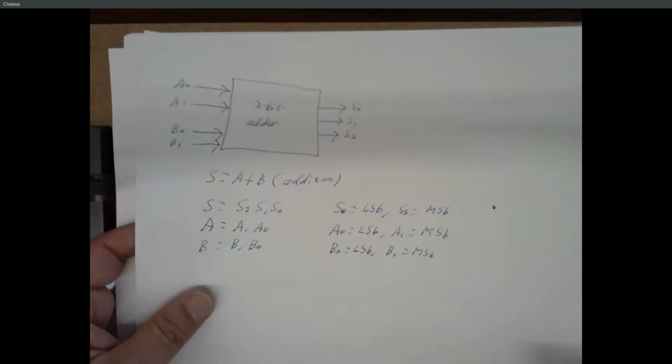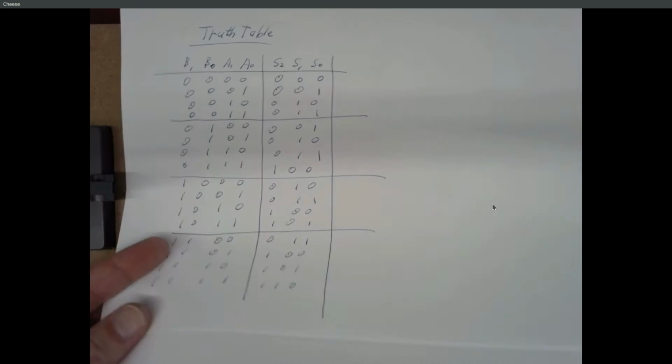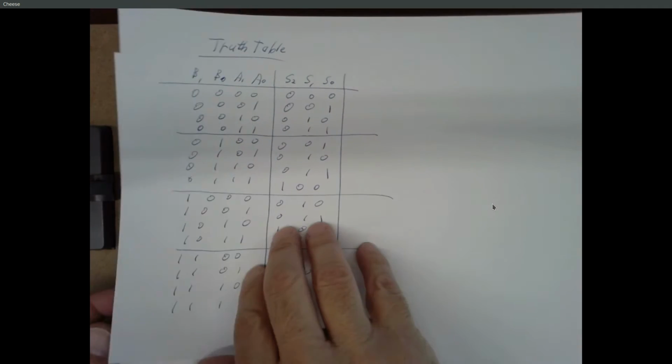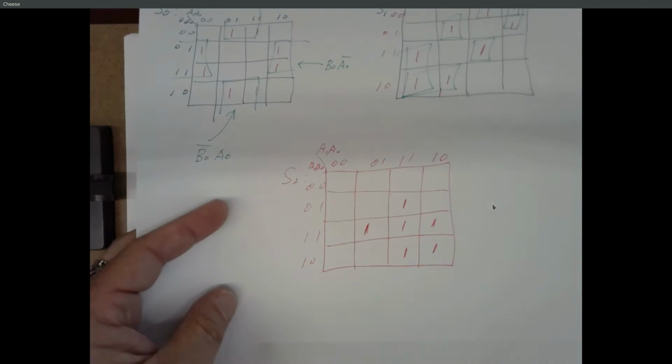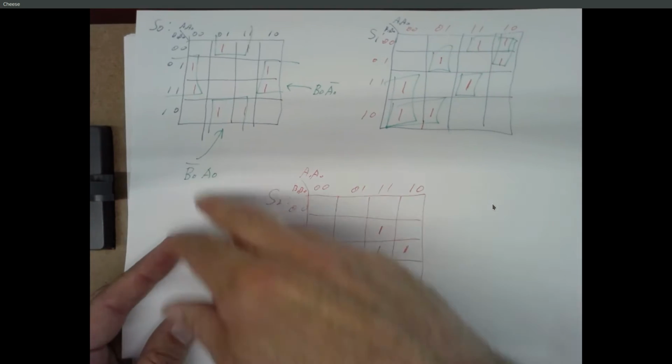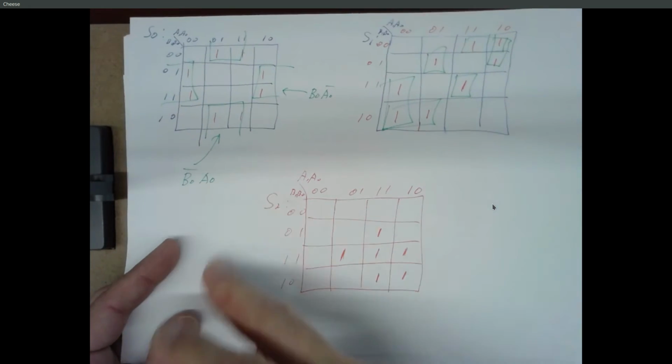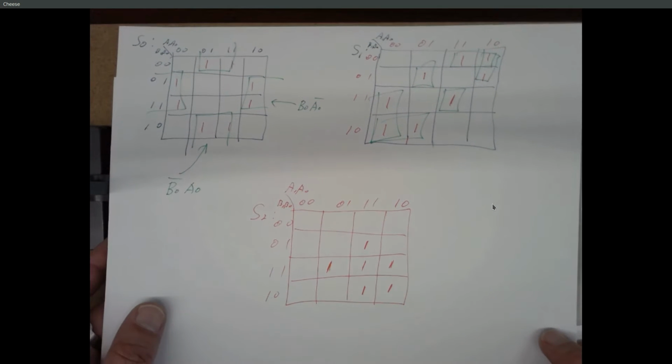So what have we done? We wrote a system diagram, we turned it into a truth table, and then we wrote K-maps for each of the outputs, wrote equations for those, and that gave us 3 equations. The next step, if you were going to build this, would be to design a circuit.